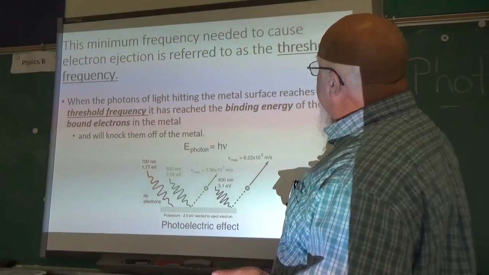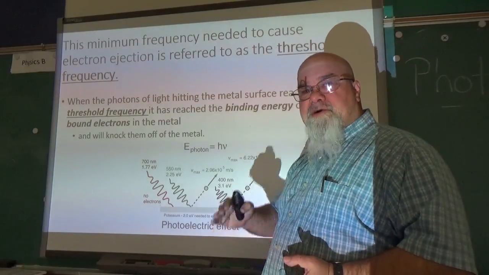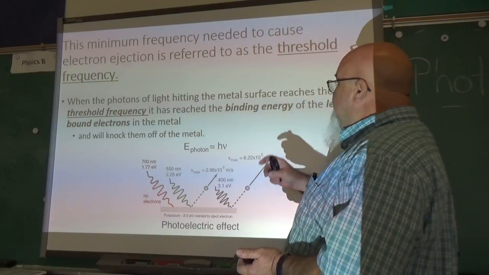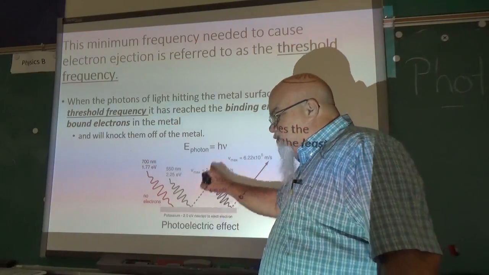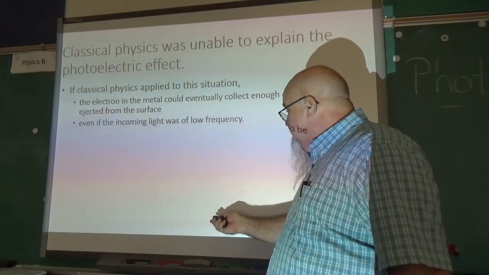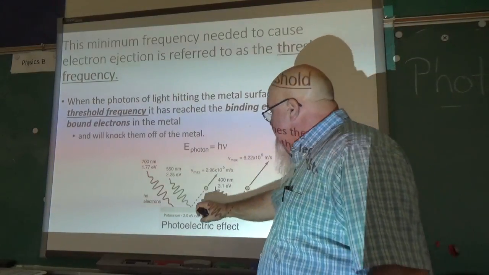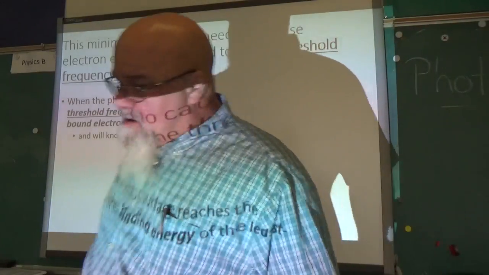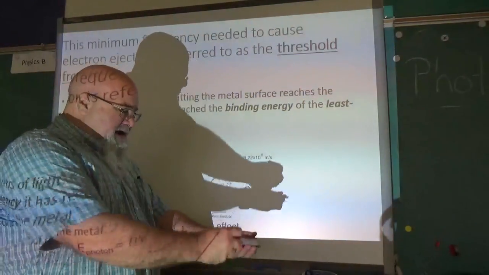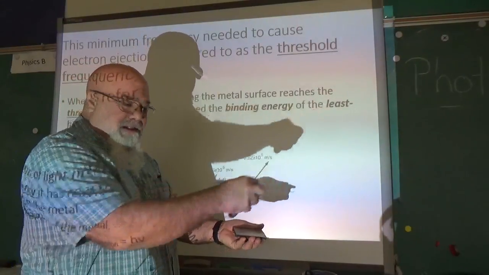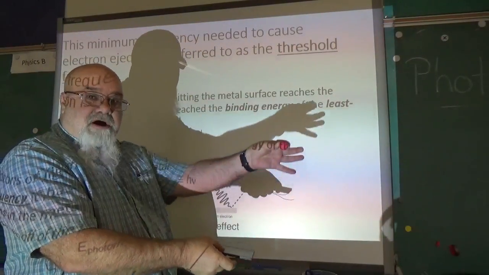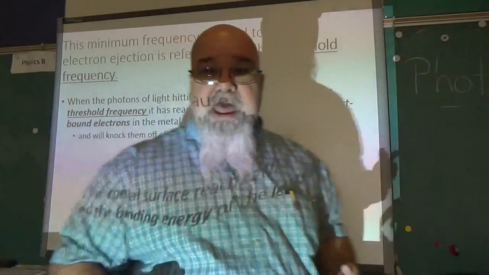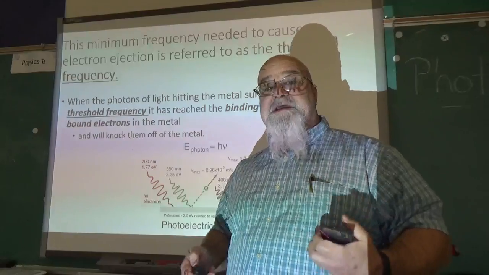So this minimum frequency is what we call the threshold. Threshold is sort of where something starts. And when it hits the threshold frequency, it starts releasing the atoms, or the electrons. We call that reaching the point where it breaks the binding. Think of binding as glue. If I can break the binding, my little electron can pop off. That's all that it's talking about there of the metal. And once again, that is based on a frequency, not an intensity.